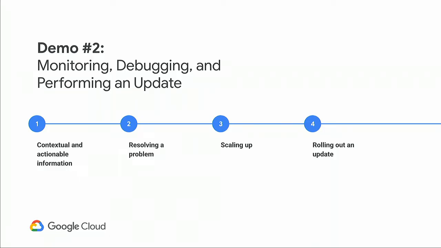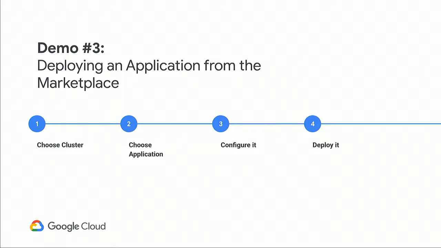Sure. Thank you, Ian. All right, so the last thing we're going to show you today is how you can deploy an application from the marketplace to any one of these connected clusters. So the first thing we're going to do is quickly choose a cluster. Then we'll have an application that we choose and configure. And then we'll just go ahead and deploy it. And I'll show you, it's actually quite easy and quick to get started with this. So if we could switch back to the demo, that would be great.